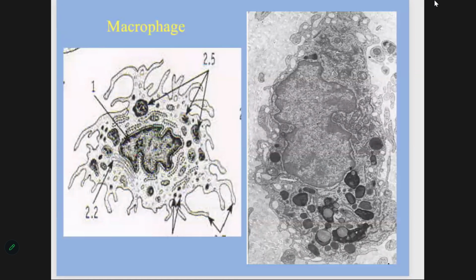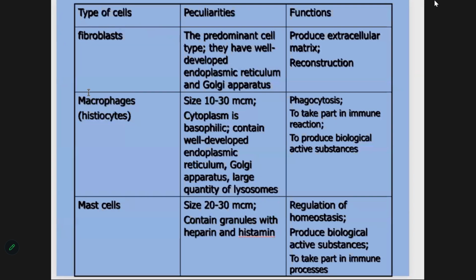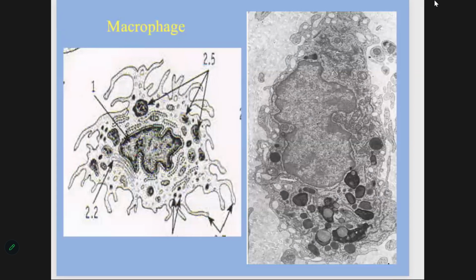So the next type of cells in the connective tissue are named macrophages, or another name, histiocytes. Macrophages, look at this, or histiocytes. The size is from 10 to 30 micrometers, irregular in shape. Look at this. The surface of these cells is characterized by many pseudopodia, these projections. Pseudopodia surround some alien substances and phagocyte, destroy, digest these alien substances.